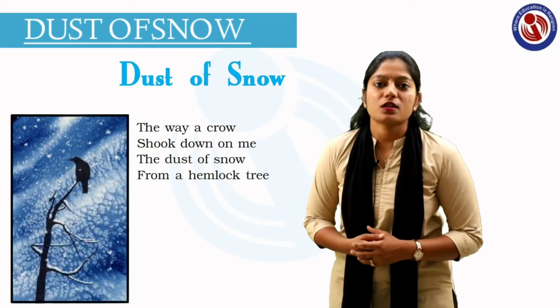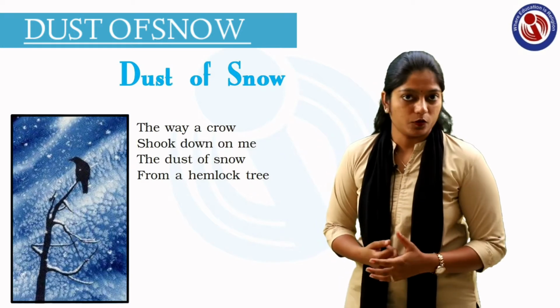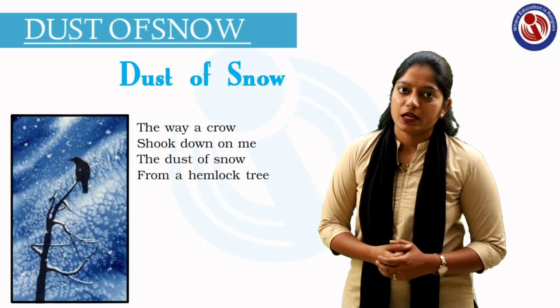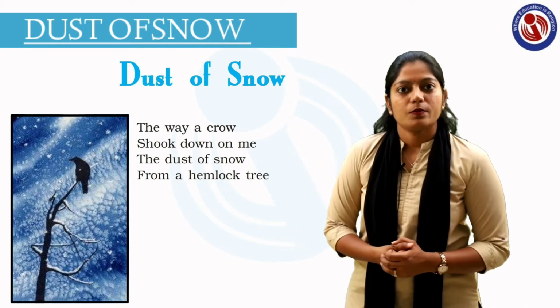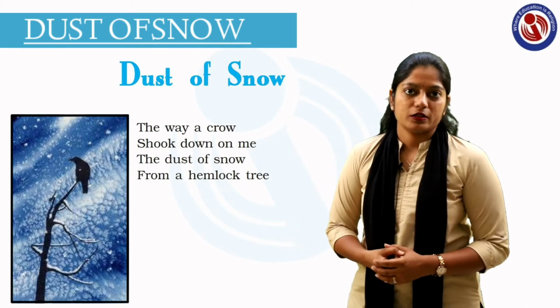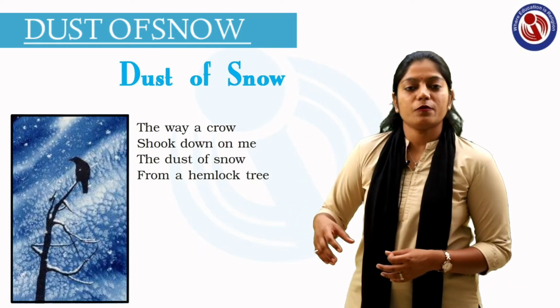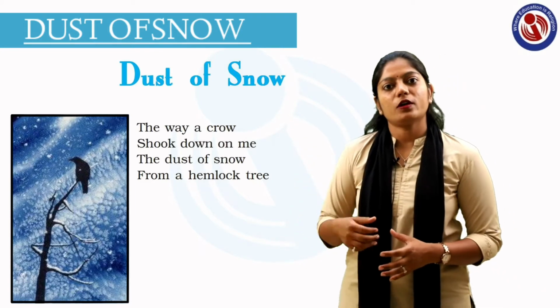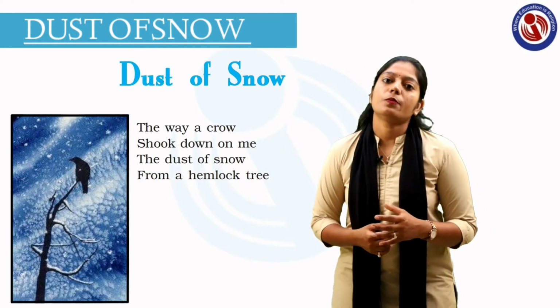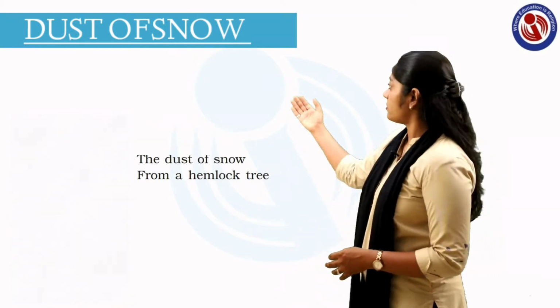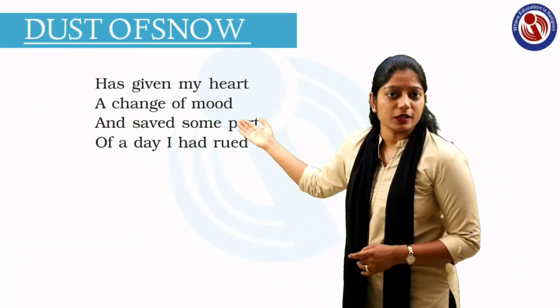So from this first stanza we come to know that there is a crow and he sat on the hemlock tree, and because of the snowfall, the snow fell down from the hemlock tree onto the poet. Now we come to the second stanza. You can see the second stanza on the screen, right?